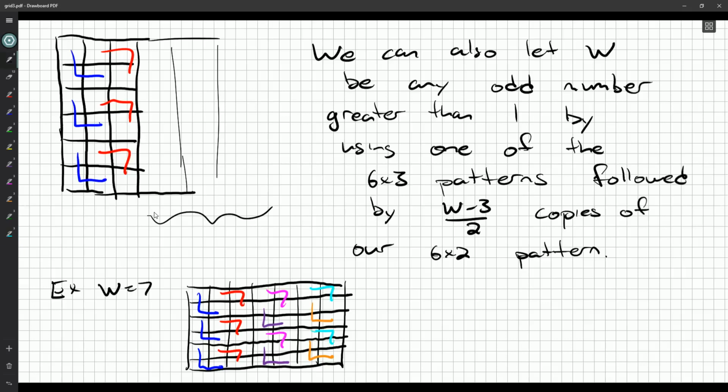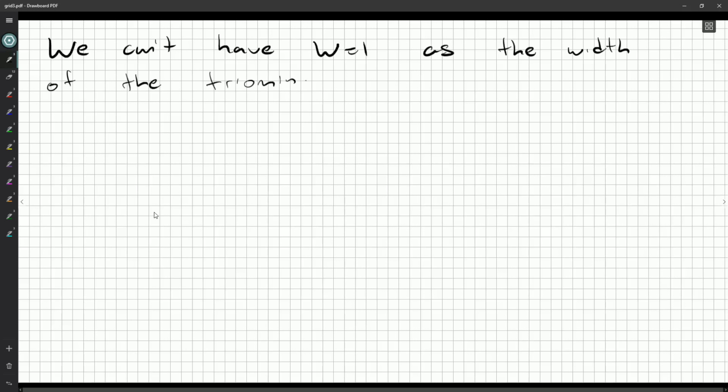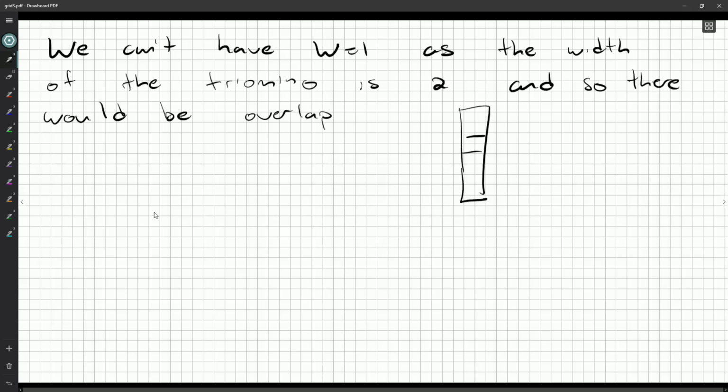Okay. Now, that covers every even number and every odd number greater than 1, so the only thing to close is by saying we can't have W equal to 1, as the width of the triomino is 2, and so there would be overlap. And I suppose we could draw a little picture of overlap happening.